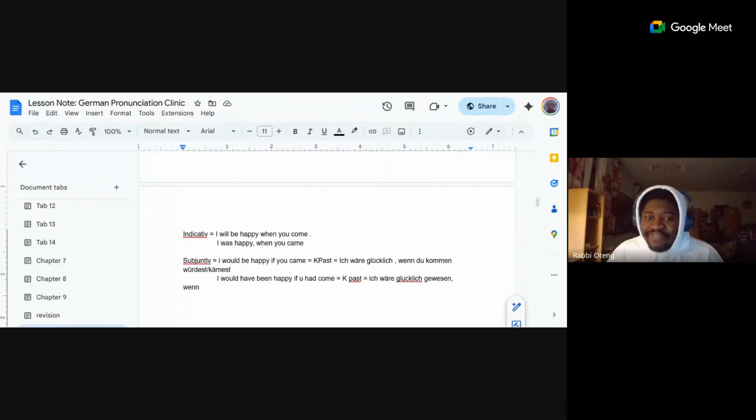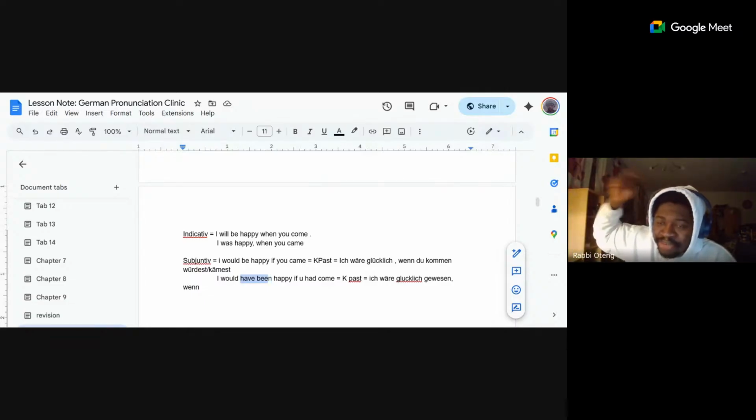Ich wäre glücklich gewesen, because here it's not "would be," it's "would have been." So we are talking about sein, the past participle. Let me just use past participle henceforth. The past participle of sein is gewesen. The past participle of haben is gehabt.